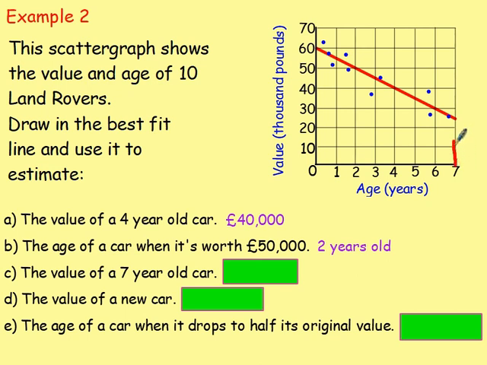C, the value of a 7-year-old car. So find 7. Well done. You know how you do this. Go up to your best fit line. Bump. There's your best fit line. You go straight along after you hit that. And what do you end up at? Brilliant. Yeah, you end up with about that 25,000.